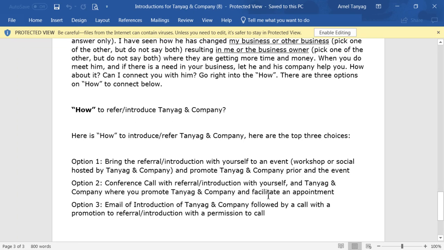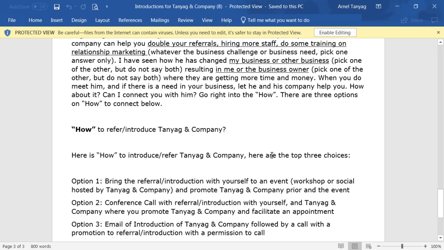For example, the how could be, look, he's got a workshop coming out. Let me go ahead and invite you to the workshop and introduce him. Or, hey, look, we can do a conference call right now. I'll call you and him and talk on the phone, and I can facilitate maybe a time for you guys to meet. Or number 3, let me send an email with you and his number, and you guys can talk. Because here's the interesting thing.